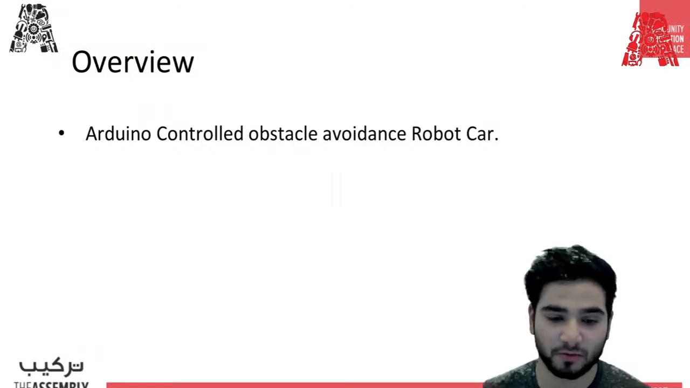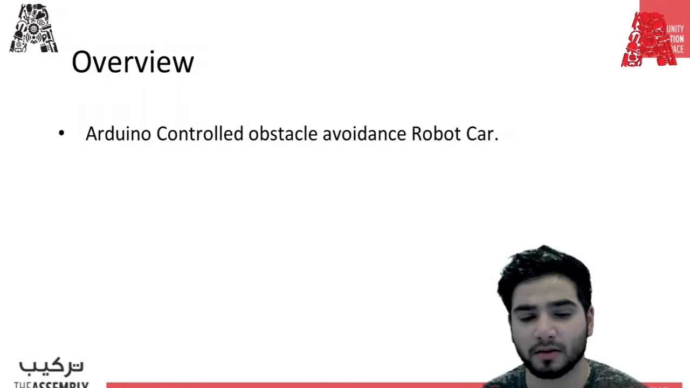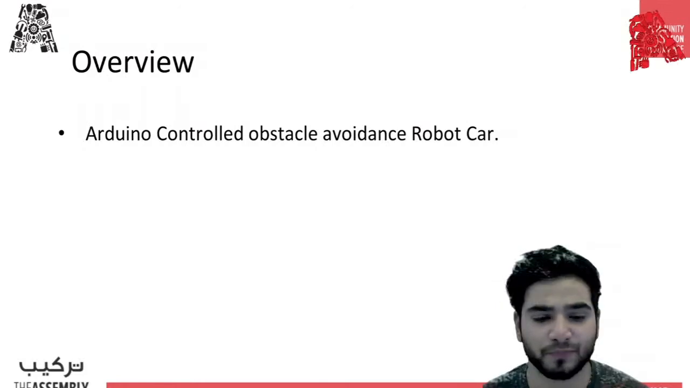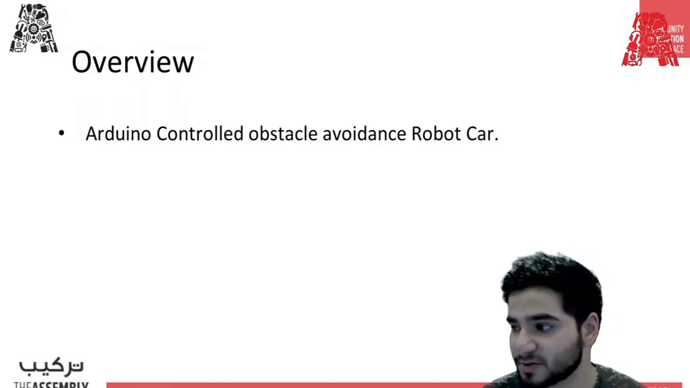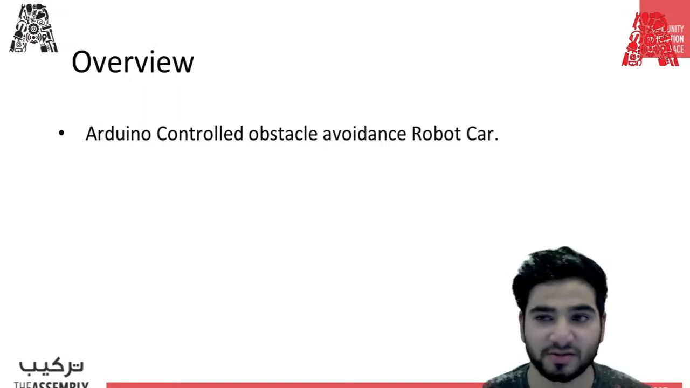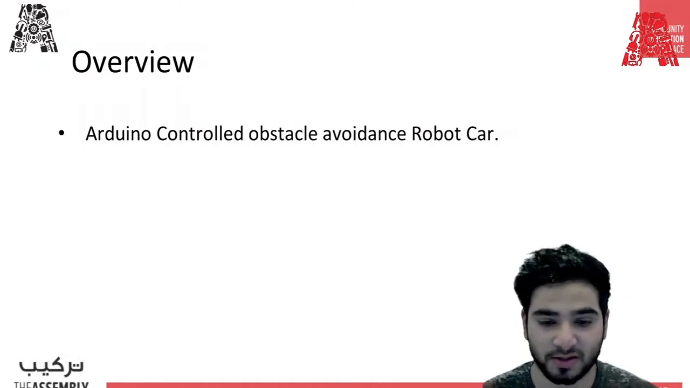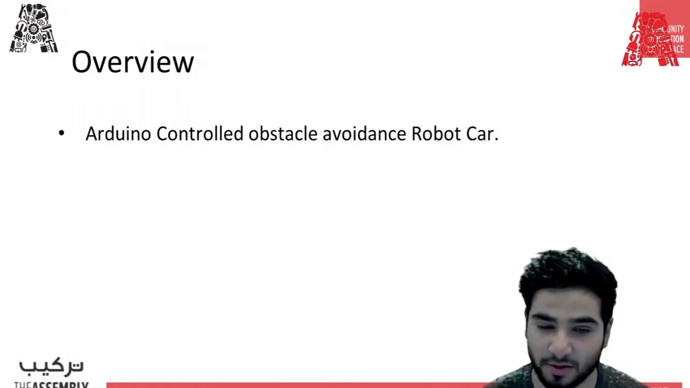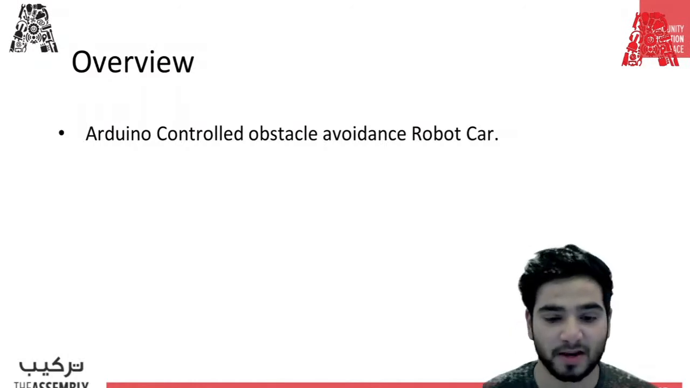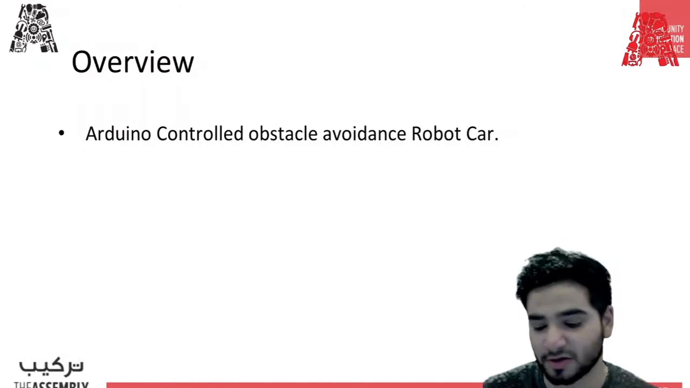Now I'm going to give you an overview of what we're going to do today. So we're going to make an Arduino controlled obstacle avoidance robot car, which is gonna avoid obstacles on its way by measuring the distance using an ultrasonic sensor and the servo motor. So basically, if there's an obstacle on the way, it's just gonna change its direction randomly, and it's gonna keep moving continuously until you turn it off.